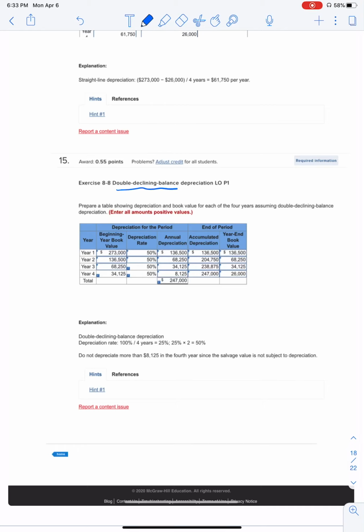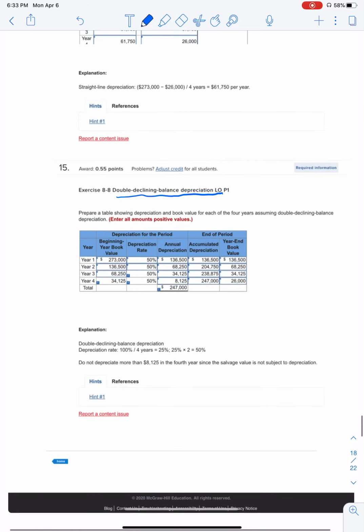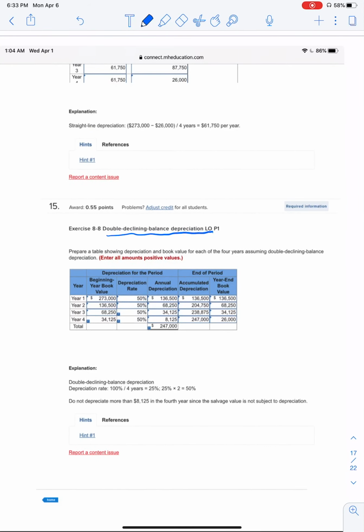Now, 15, we're going to look at the double declining balance of depreciation. So it tells us to prepare a table showing depreciation and book value for each of the 4 years, assuming the double declining balance method. So in this case, what we're going to look at on the far left is my beginning of year book value of $273,000, which of course is the cost of that machinery. Then, since this is a 4-year life, we will take 200% divided by 4, which will give me 50% as my rate. That rate will stay the same in all 4 years.